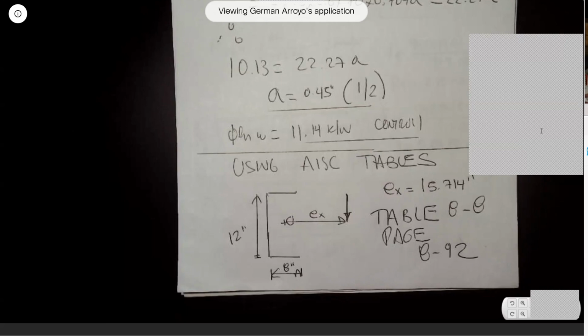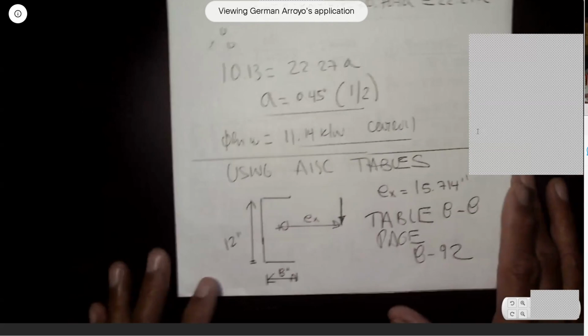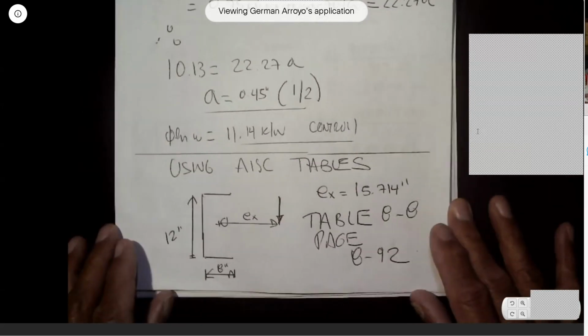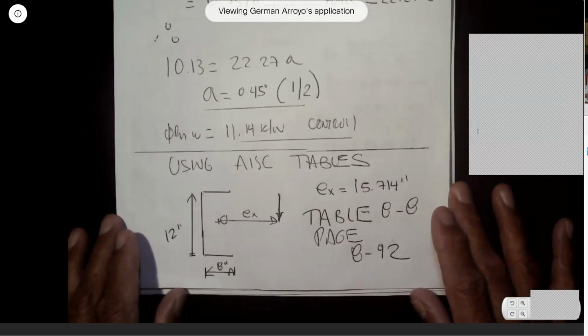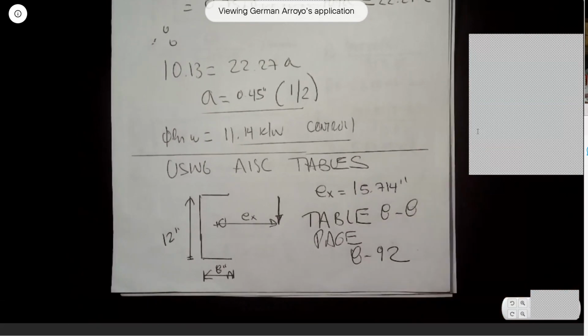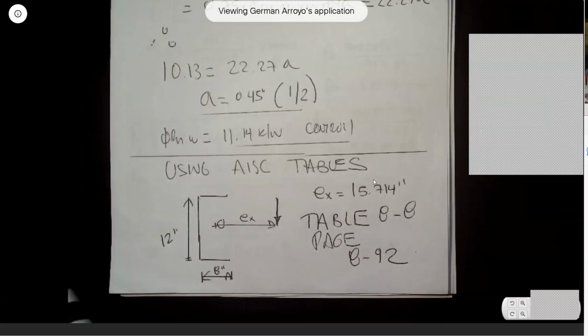But once you know the location of X bar and Y bar, all that you have to do is moment of inertia about its own central axis plus area times distance squared. The next problem that I'm going to do is one that is not in the table, where you have to compute the centroid and do everything by hand. So going back to this problem, eccentricity is 15.714 and the distance is 8. On the next page, look how simple, how easy it is.